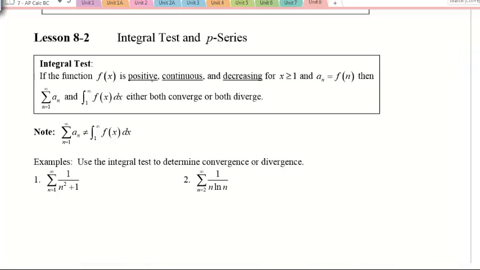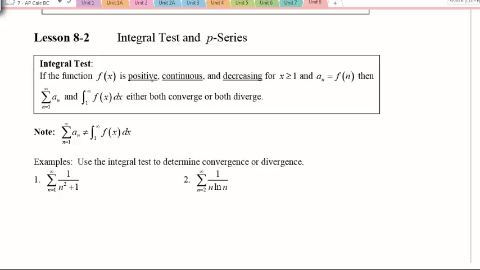Okay, this is lesson 8.2. Remember back in unit 7, we learned a few tests to determine if something converges or diverges. Something called the geometric series test, the alternating series test, and also the nth term test for divergence. Well, guess what? We're going to do a few more in unit 8. Today, or this video, I want to show you something called the integral test and the P-series test.